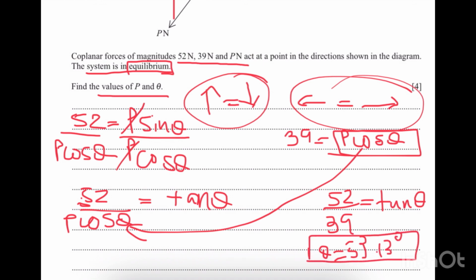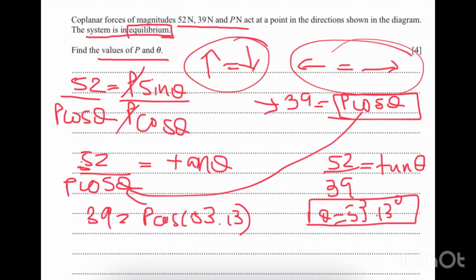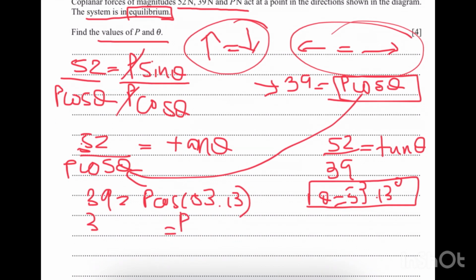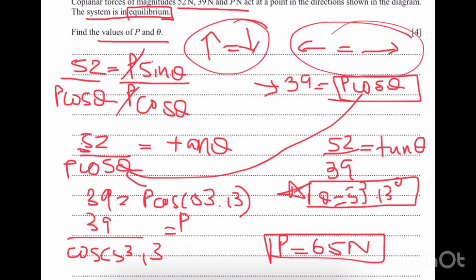And now we can use this theta in any of these two formulas. So I'll use this one. So 39 must be equal to P cos 53.13. That means P is equal to 39 divided by cos 53.13, and this gives us the value of 65. So P is equal to 65 newtons. So with that, we have the value of P and we have the value of theta.